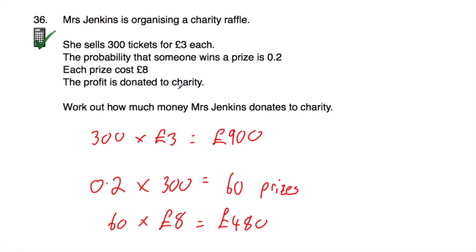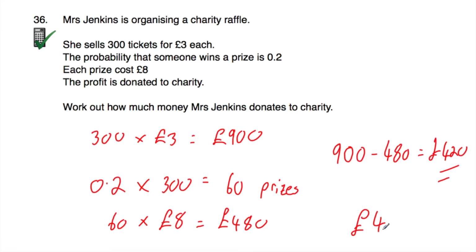Now we're told the profit is donated to charity. Well, she's received £900, but £480 has to go out for the cost of the prizes. So 900 take away 480 will be what's left, the profit, which is equal to £420. So that means that Mrs. Jenkins should donate £420 to charity, and that's it. Okay, let's look at our next question, question number 37.